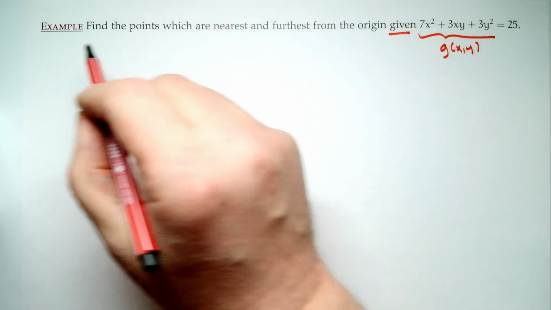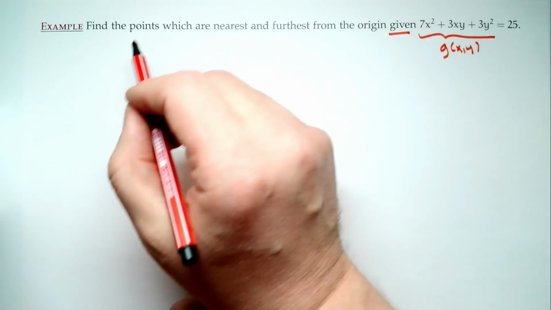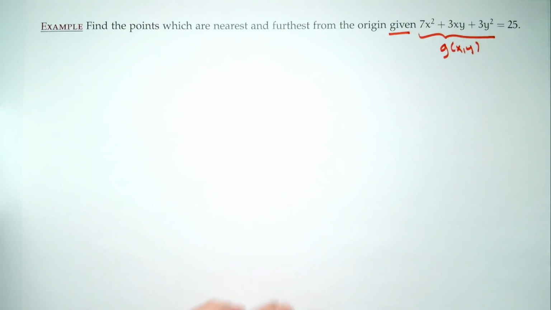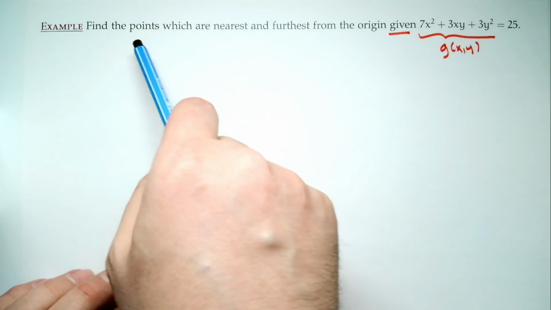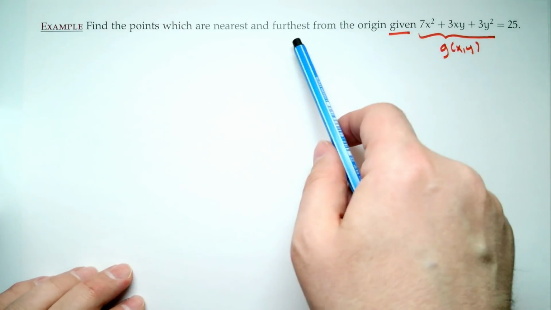Now, that means that, wait, where's the other function? There is no other function. What do we have to do? We're going to make one. Isn't that exciting? We get to make a function. Okay, well, let's figure out what the function is. So we got to find the points. So that's saying find the optimum. Are nearest and furthest from the origin.